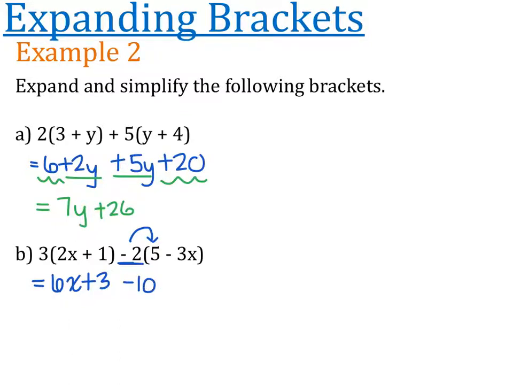Now we can't just pretend that we've used the negative and we're done with it. Again, we're looking for negative 2 times by negative 3x. Negative times negative is a positive, so that's going to be plus 6x. All right, and then we can add things together. 6x plus another 6x is 12x, and 3 take away 10 is minus 7. All right, so those are lots of ways we can expand single brackets.